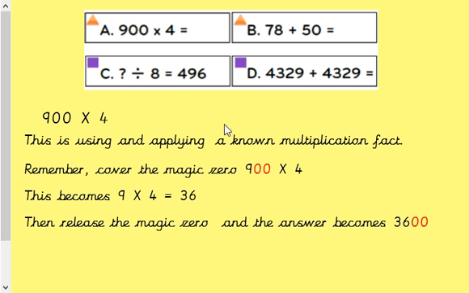Okay, first question this morning, we're going to look at question A, 900 times 4. Again, we've been working on this. It's using and applying known multiplication facts. Remember our strategy. If you've got magic zeros, cross them or cover them up. You've got 9 times 4. 9 times 4 is 36. 9 fours are 36. Then you release your magic zeros and your answer then becomes 3,600.